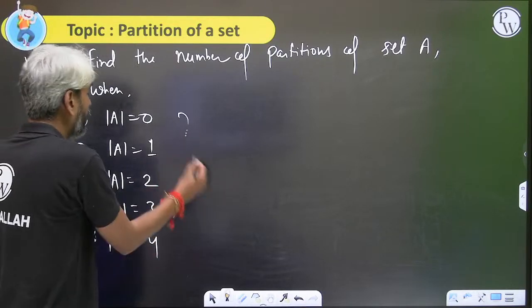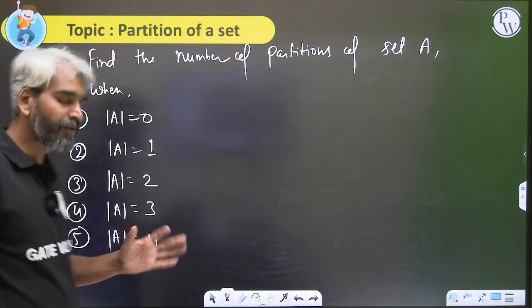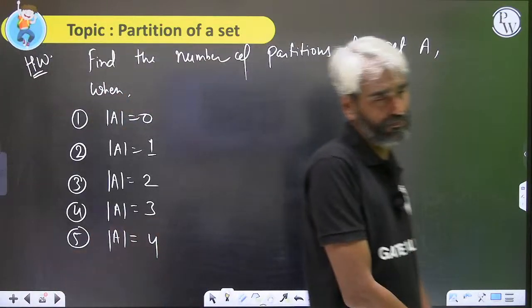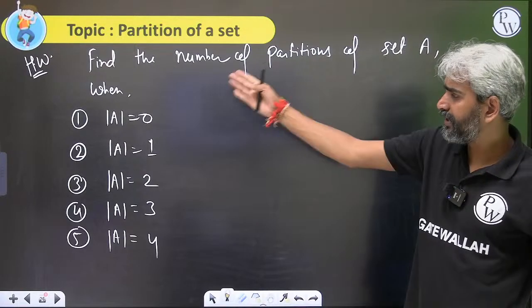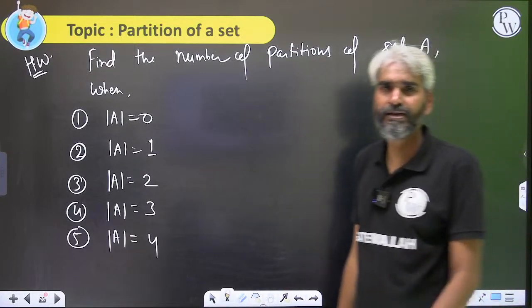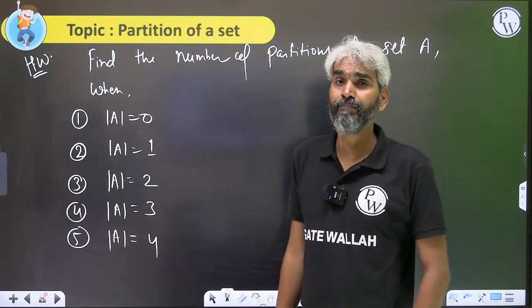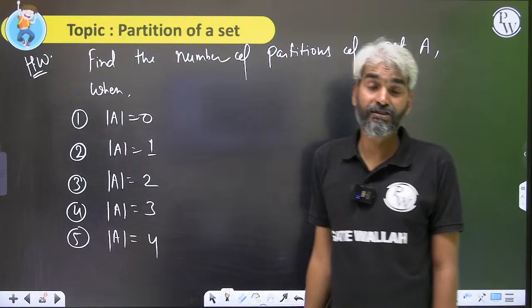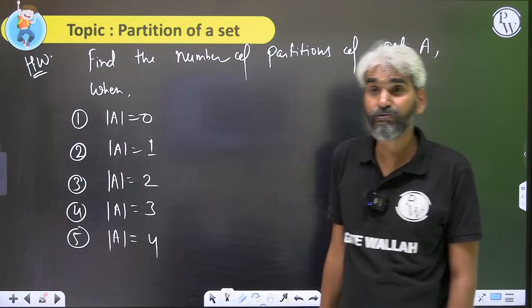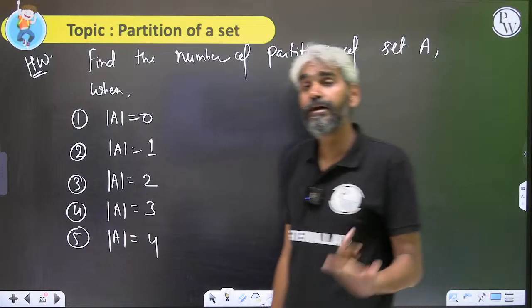So these are your homework. Don't think that these are silly things, because if you get them, you can study from any source you like. Wikipedia is one of them. If you want to understand the concept, you can read from any source how many partitions there are for a set A whose cardinality is 0, and what they are. How many partitions of set A if its cardinality is 1, and what are they? How many partitions of set A when the cardinality is 2, and what are they?